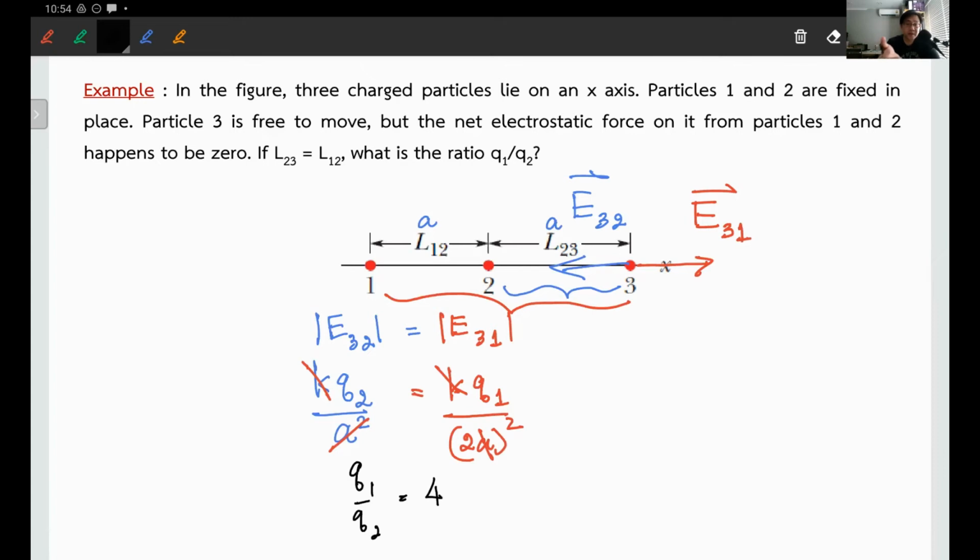That's because the charge number 1 is further away from point number 3. So you have to compensate by having a larger charge, okay, to make the magnitude of the field equal to the field from the charge number 2, which is closer.